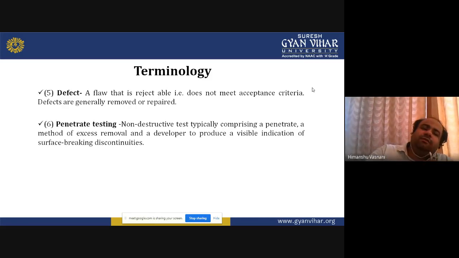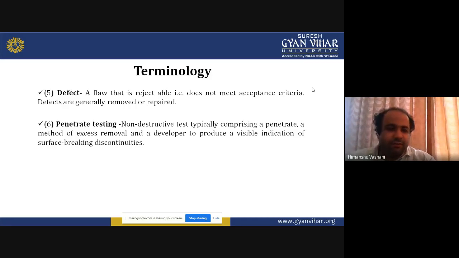So defects which can be repaired, that is the first priority, and removing is only possible if there is no possibility that it can be repaired. So a flaw that is rejectable, that does not meet acceptance criteria, is a defect.